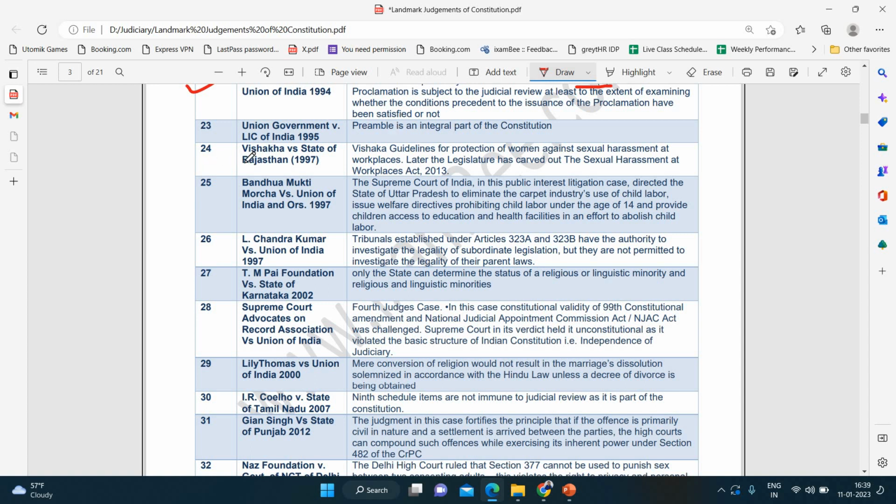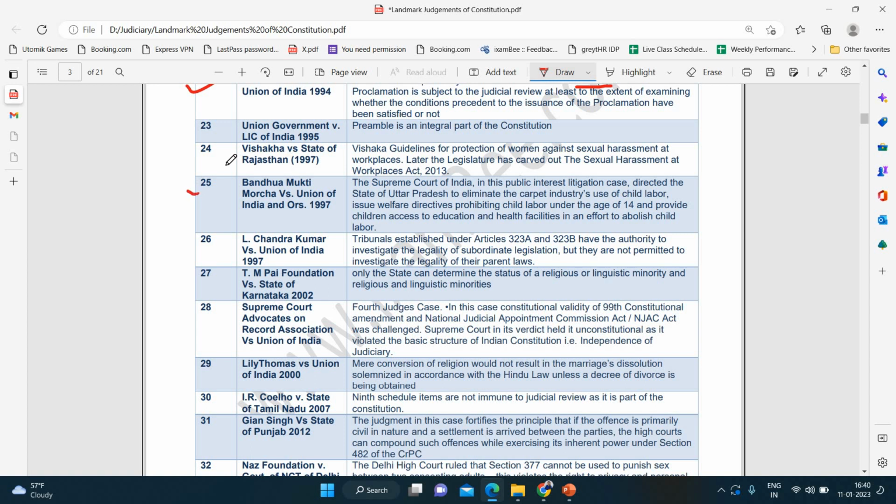In the next case of Vishaka versus State of Rajasthan, Vishaka Guidelines for Protection of Women Against Sexual Harassment at Workplace were made. Later, the legislature has carved out the Sexual Harassment at Workplace Act 2013.